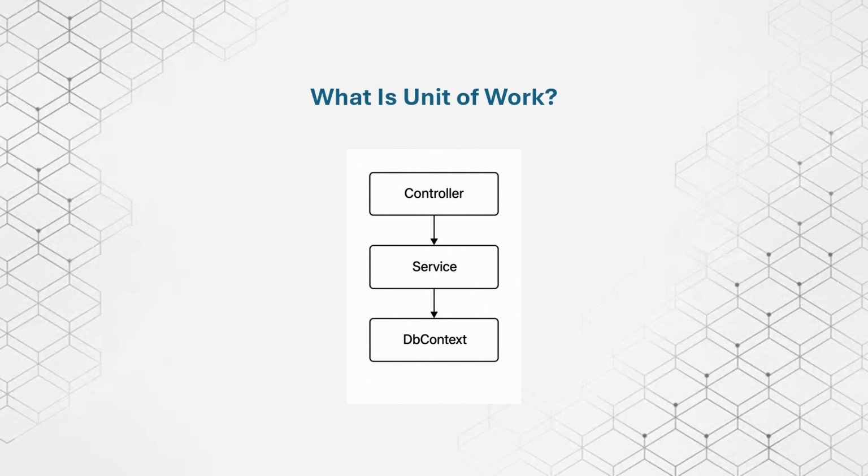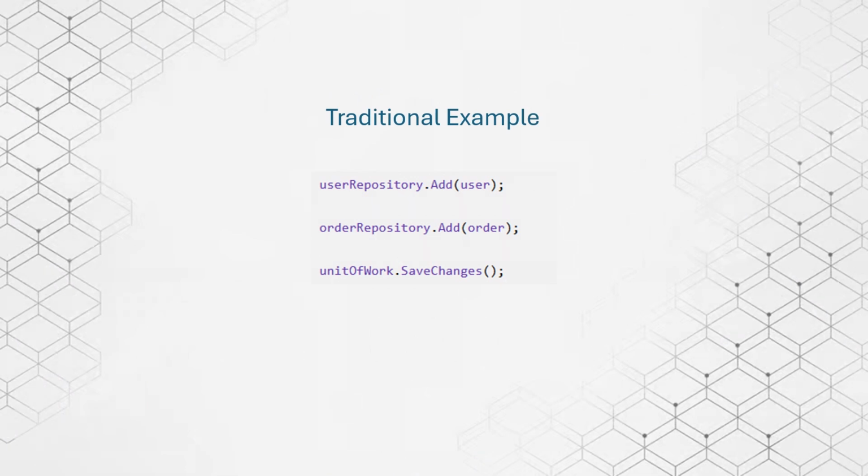The unit of work pattern groups multiple database operations into a single transaction. The idea is simple: either all changes succeed together, or all changes fail together. Traditionally, repositories perform operations while the unit of work coordinates when those changes are committed.